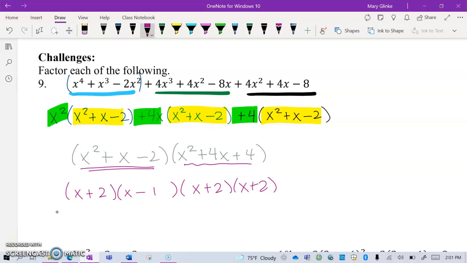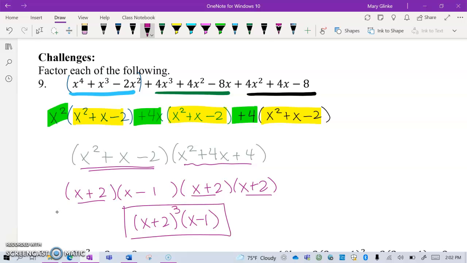And you can actually circle this as your answer, or you can clean it up a bit. I can see that there are 1, 2, 3 times that x plus 2 is multiplied, and x minus 1 only happens once. So it would be x plus 2 cubed times x minus 1.